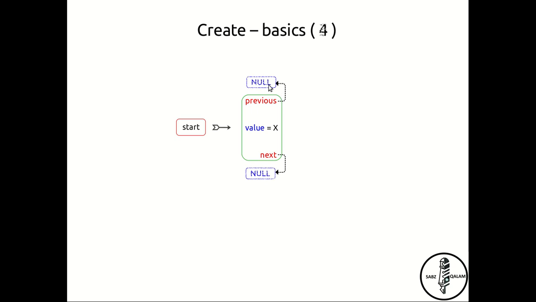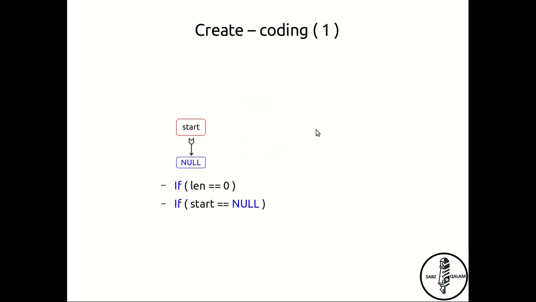Now, because you're creating, and this is the first node, previous and next both need to be initialized to null. In other words, start is pointing to this node, and behind this node there is nothing, and beyond this node there is nothing. Hence, truly, this is the definition, or this is what happens in the create function. Now, if you want to code start points to null, you can simply check if length is equal to null, or you can check if start is equal to null. In both cases, it literally means the same thing.